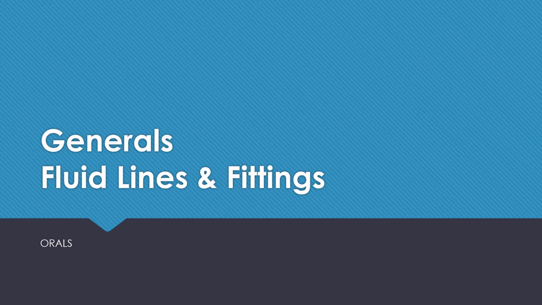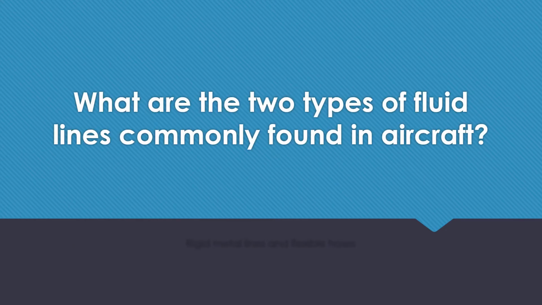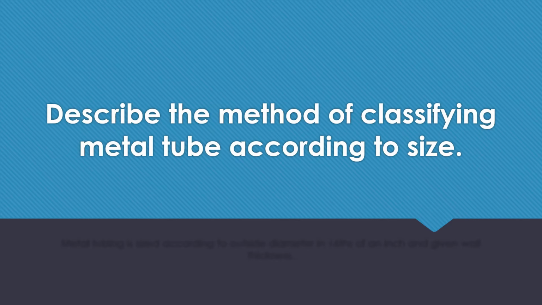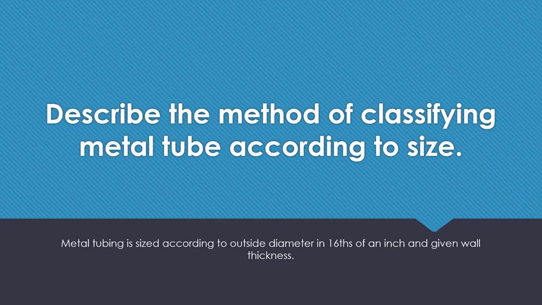Generals, fluid lines and fittings, oral questions. What are the two types of fluid lines commonly found in aircraft? Rigid metal lines and flexible hoses. Describe the method of classifying metal tube according to size. Metal tubing is sized according to the outside diameter in 1/16 of an inch with a given wall thickness.